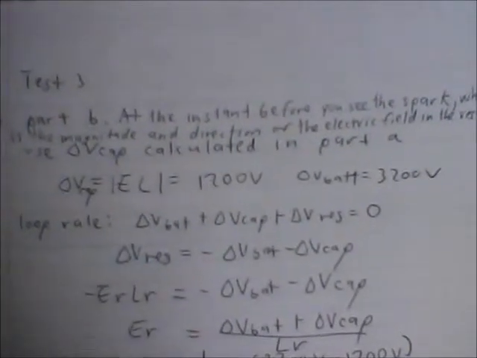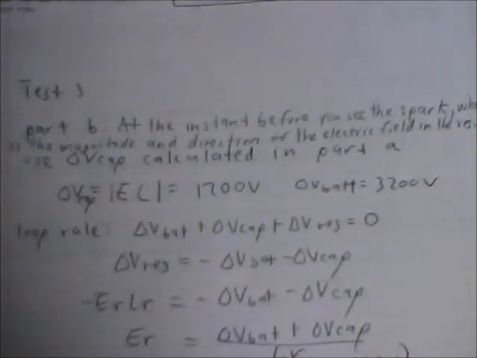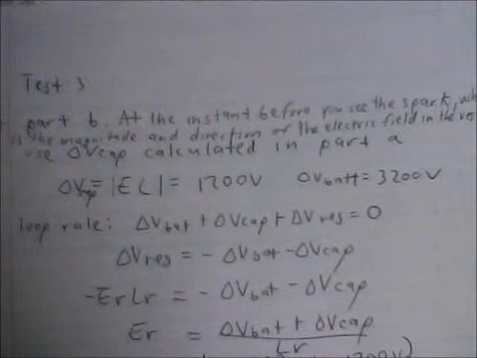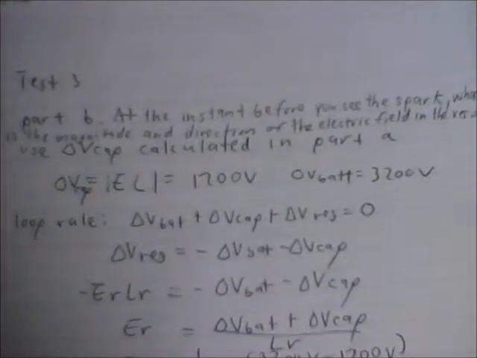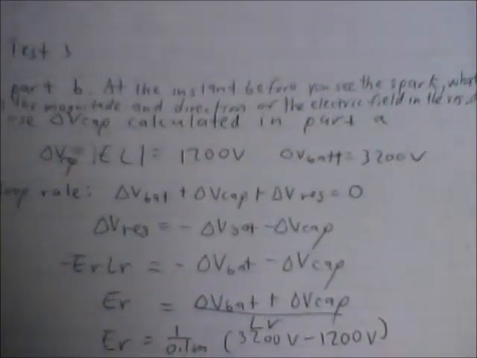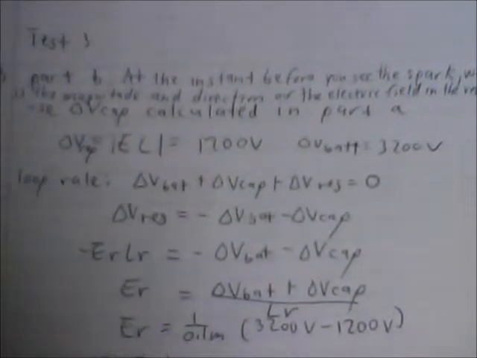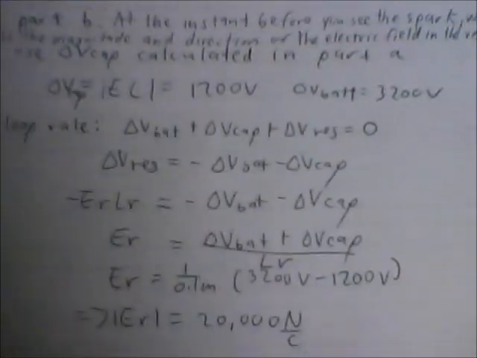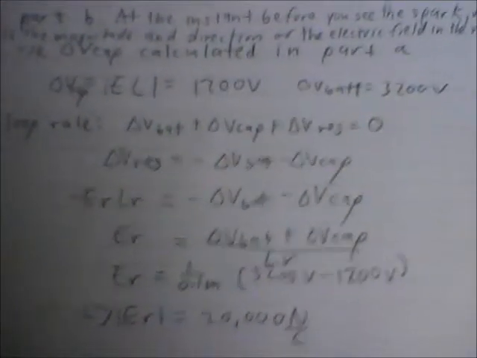And you can divide each side by negative length of the resistor so that you get the electric field of the resistor to be equal to delta V of the battery plus delta V of the capacitor divided by the length of the resistor. And then all you have to do now is substitute in the quantities that you were given inside of the prompt, as well as the delta V of the capacitor you calculated in Part A, and you finally get that the magnitude of the electric field of the resistor is equal to 20,000 newtons per coulomb.